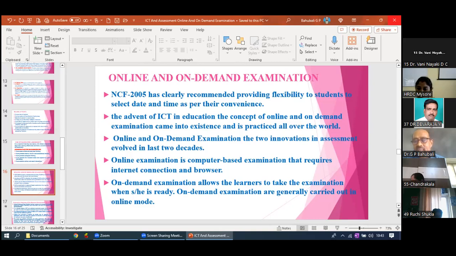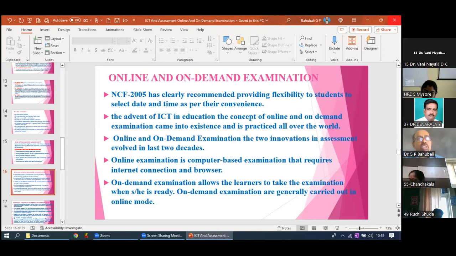At that time, that one we generally call the on-demand examination. And this type of examination, in the conventional type of system, we can never think of. For this, an alternative is required. So because of the advent of ICT in education, the concept of online and on-demand examination came into existence, and practically we can carry this out in a systematic and effective manner.